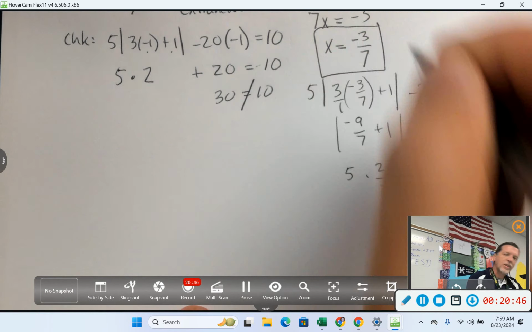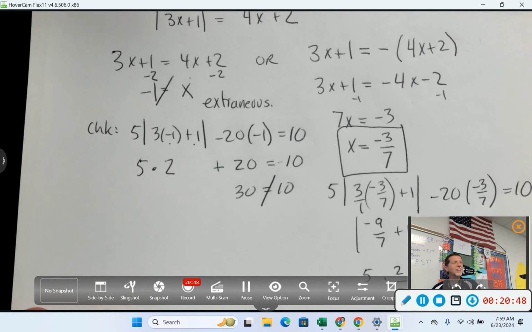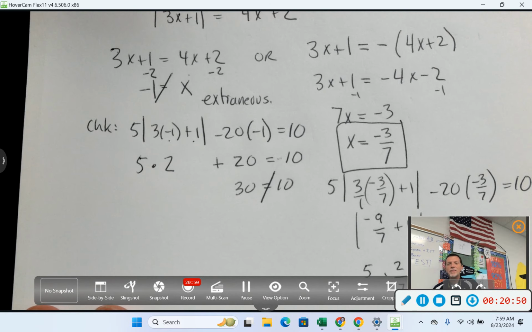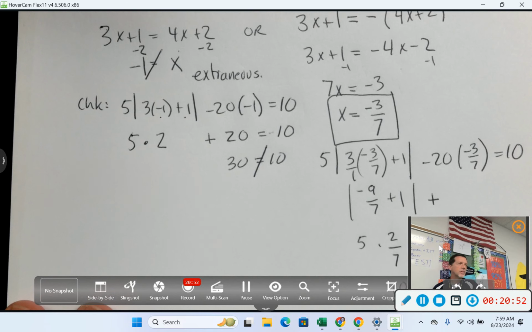So this was a great example because the one that looked ugly and that you were maybe rightly suspicious of is the one that worked. And the one that looked like, hey, that was probably right, didn't work. So you got to check your answers because sometimes they work and sometimes they don't.